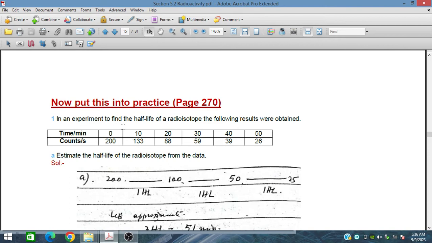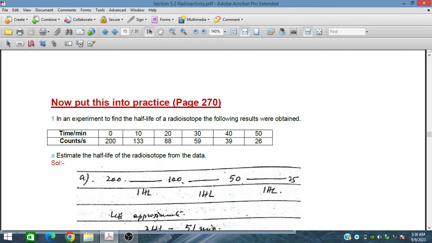So this is an experiment to find the half-life of a radioisotope. The following results were obtained. At zero time, the count was 200. At 10 it was 133. At 20 it was 88. At 30 it was 59. At 40 it was 39, and at 50 it was 26.